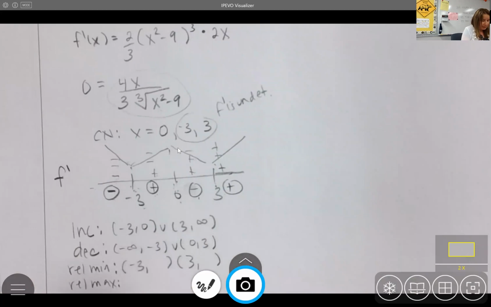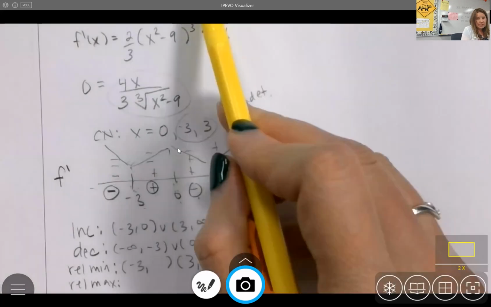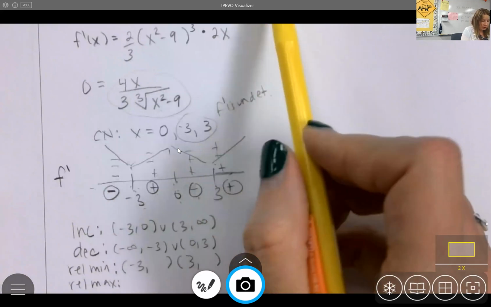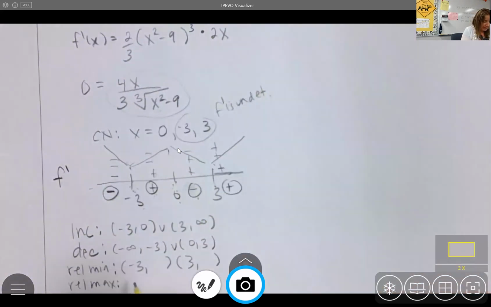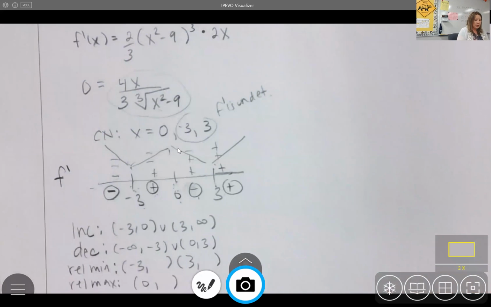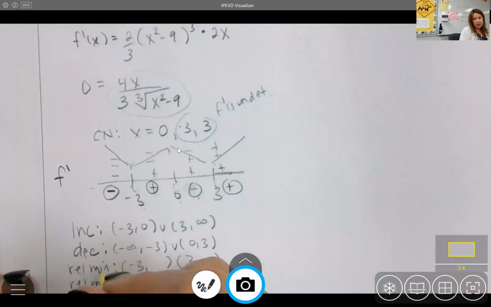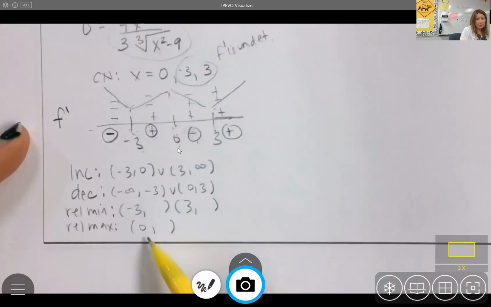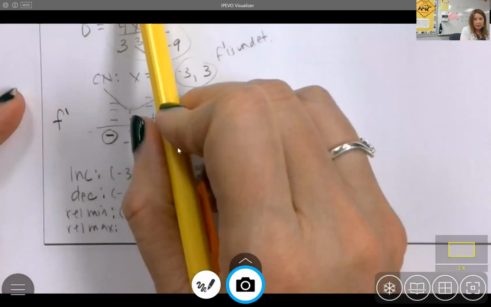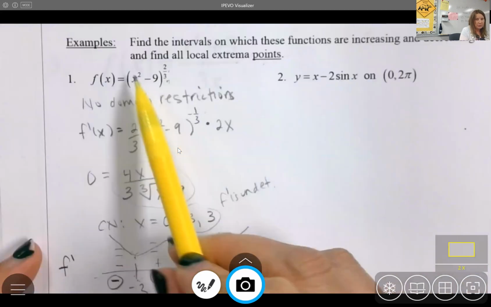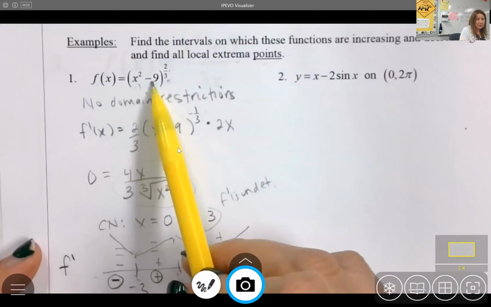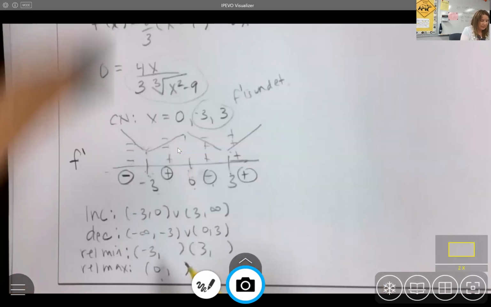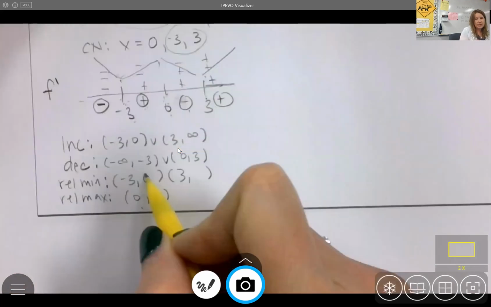And this says find all local extrema points, and so points means ordered pairs, okay? So our maximum ordered pair is 0, and then I have to plug 0 in to find that. So when I look for the y value that corresponds with our min or max, I'm looking at the actual function, okay? So I'm going to plug -3 into my actual function. If I go back up to the top, if I put a -3 right here, I'm getting 0. If I put a +3, I'm getting 0. So my relative min is going to be -3, 0, and 3, 0.